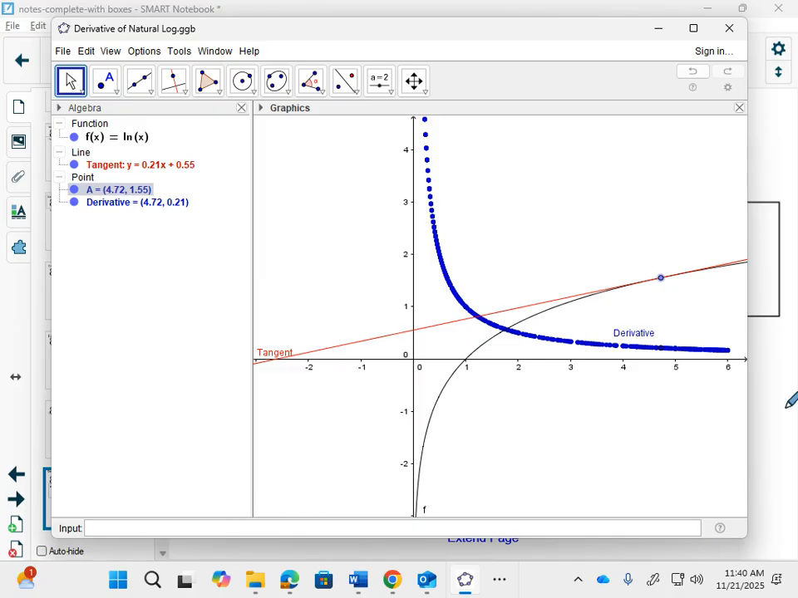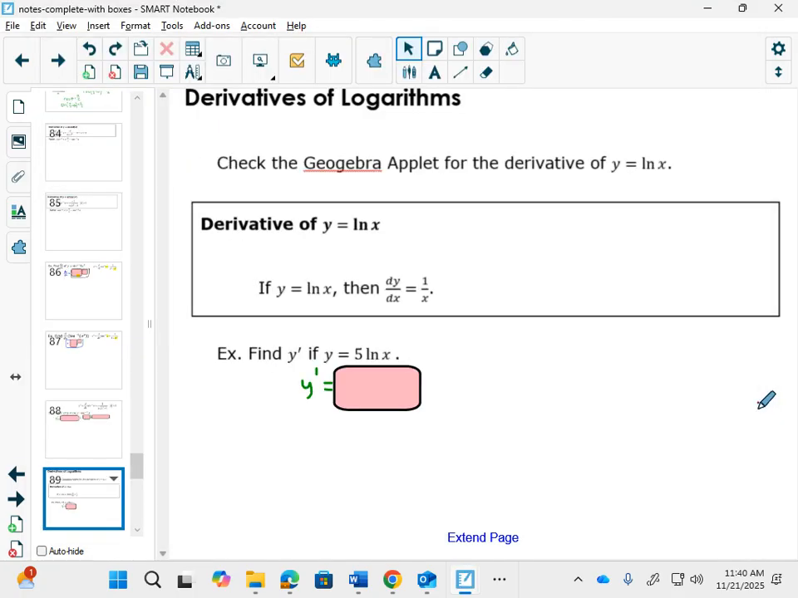Why is it not all of the 1 over x graph? Well, the domain of natural log of x is just when x is bigger than 0. So the derivative is 1 over x. Technically, this is just when x is bigger than 0, because you can't take the natural log of 0 or a negative number.